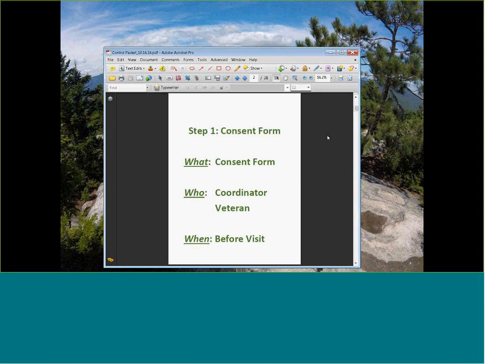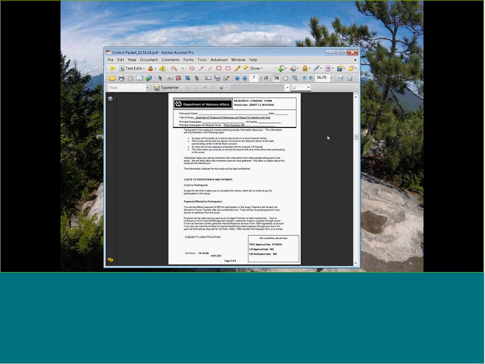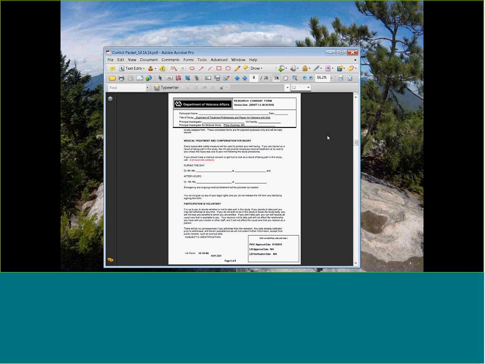So for the consent form, the form itself is necessary, and it's already printed for you as part of the packet. Second, the coordinator and the veteran participate in this part of the process. Third, this is performed when? Well, it's performed before the veteran sees the clinician in their visit in vascular surgery. The form is a total of 8 pages, and I'm going through the 8 pages here.